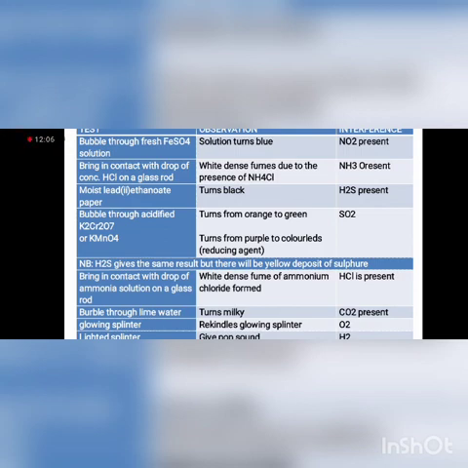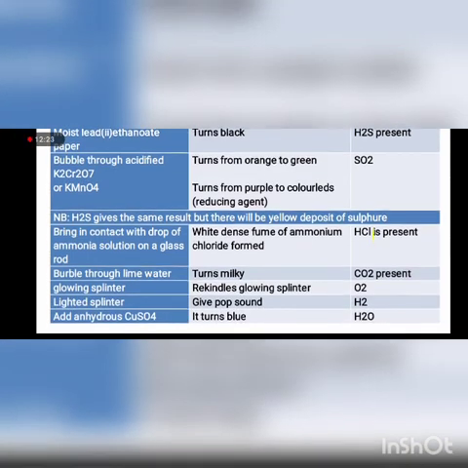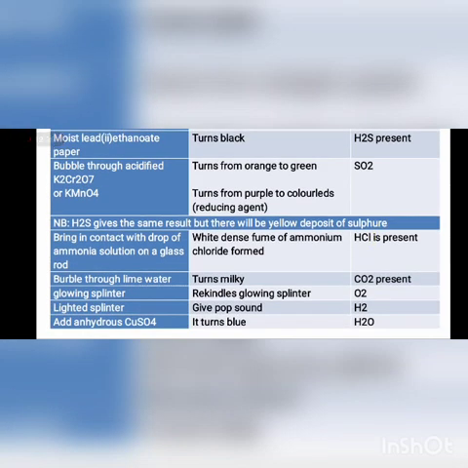When you bring an unknown gas to a drop of ammonia solution on a glass rod, and the observation is a white dense film of ammonium chloride, that will show that hydrogen chloride gas is present. Another one is that when you bubble an unknown gas through lime water and the lime water turns milky, that shows that carbon 4 oxide is present. An unknown gas that relights a glowing splinter is oxygen. The one that reacts with a lighted splinter and gives a pop sound is hydrogen.